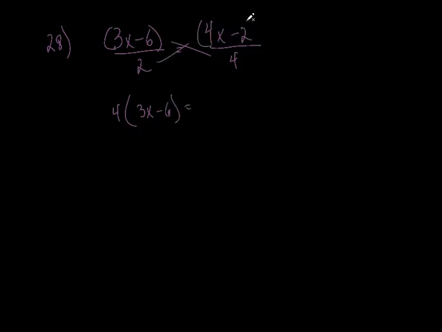Again, what do we do? This is the fourth time in a row that we've done this. So it's 2 times 4x minus 2. All right, good deal. Distribute. 12x minus 24 equals 8x minus 4.